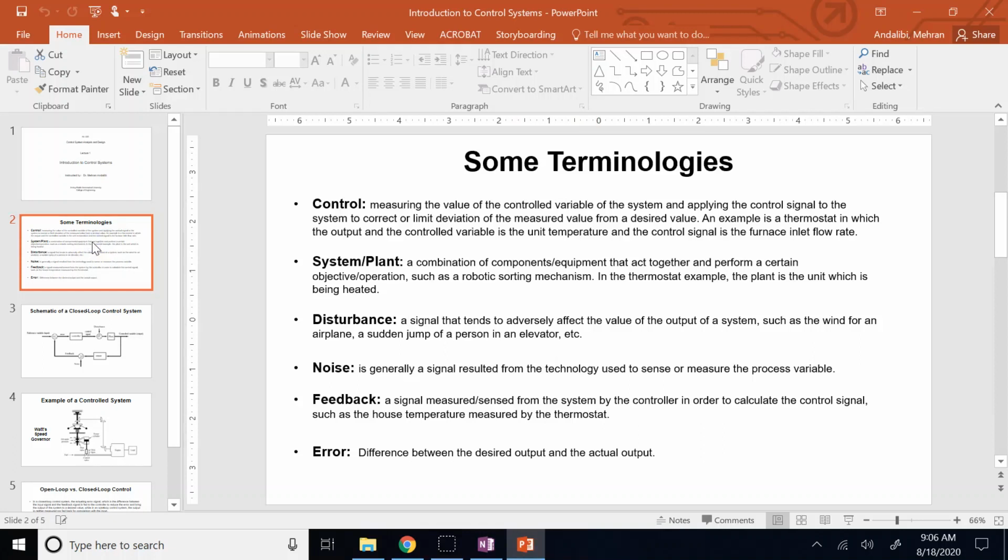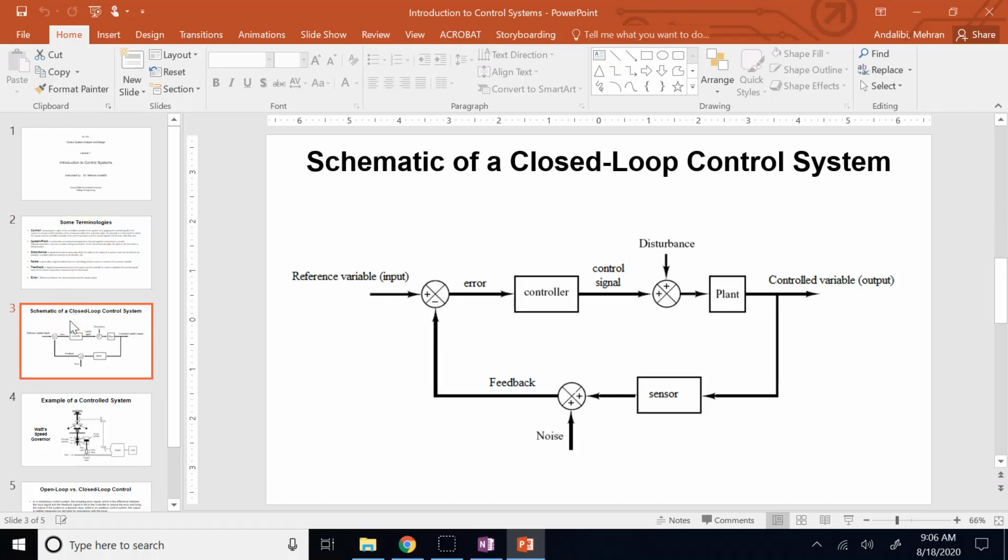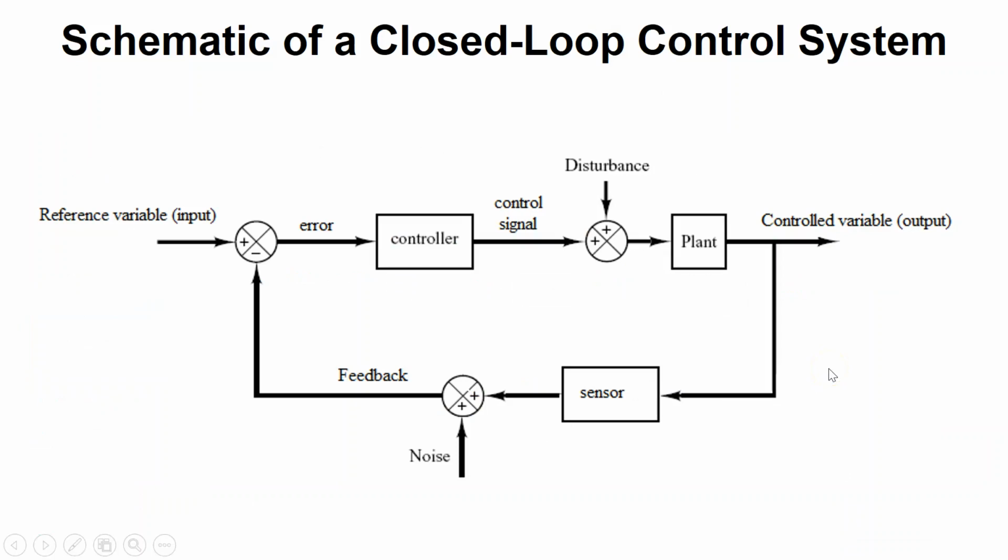So first, we have to know about some terminologies that we use in control systems, okay? If we look at a control system, this is the schematic of a typical closed loop control system. So let's talk about it. The first thing we want to control the output of is called a plant or a system or a procedure, right? So it could be anything, right?